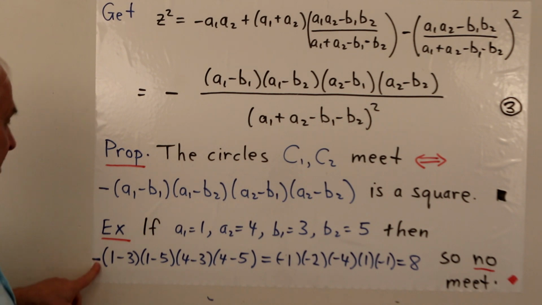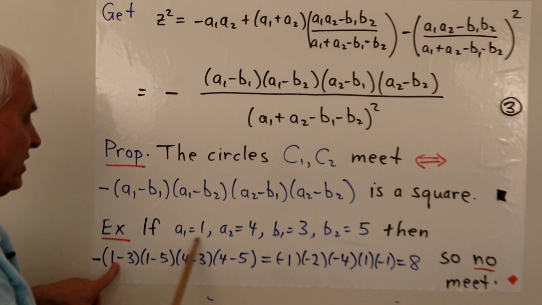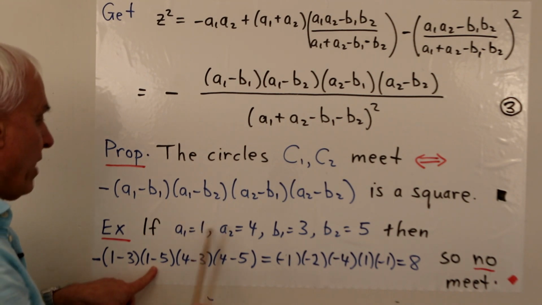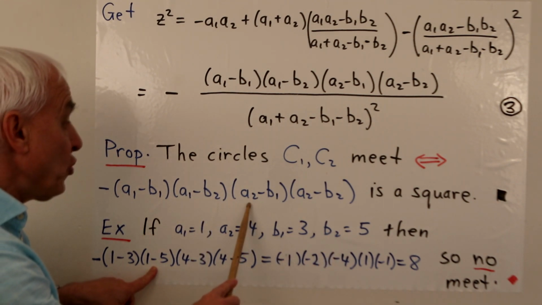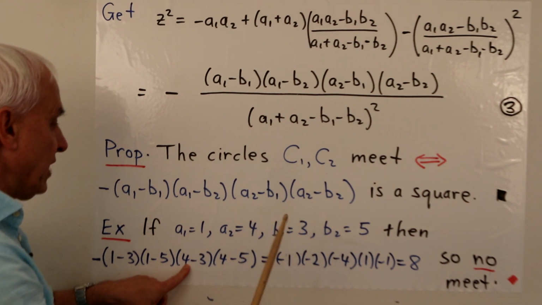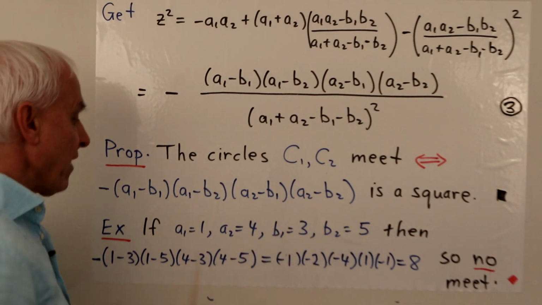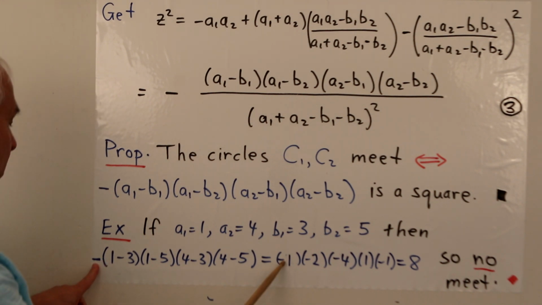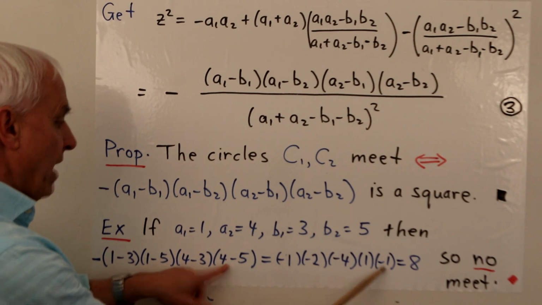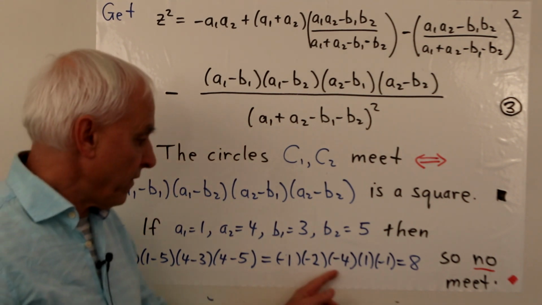Then what does this all work out to be? Well, we have an a1 minus b1, so that's 1 minus 3, then an a1 minus b2, so that's 1 minus 5, an a2 minus b1, so that's 4 minus 3, and an a2 minus b2, that's 4 minus 5. So there's a minus 2, there's a minus 4, there's a 1, and there's a minus 1, for a total of 8.